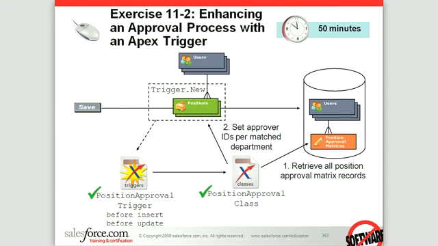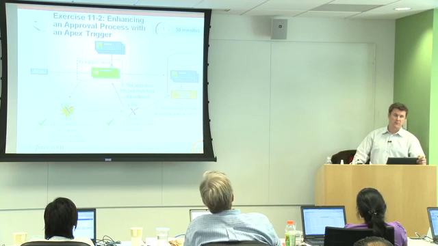Okay? And when we fire off the trigger, it's going to call some code in this position approval class, and it's going to do a lookup in the database. And it's going to say, return for me the record where the department on the position approval matrix is equal to the department on my position. So get me the associated position approval matrix. Then get the 3 user IDs, and let's now go out and populate the position record. Then let's commit it to the database, so now that we've updated that.